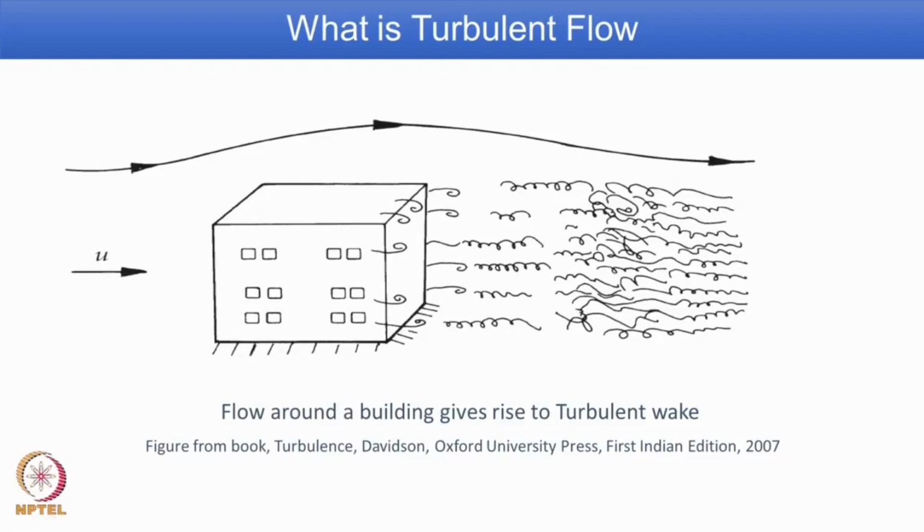So, wake is a region of the flow immediately behind the geometry. In this case the geometry is a building and this is the wake region. So, the wake becomes turbulent. This is important.